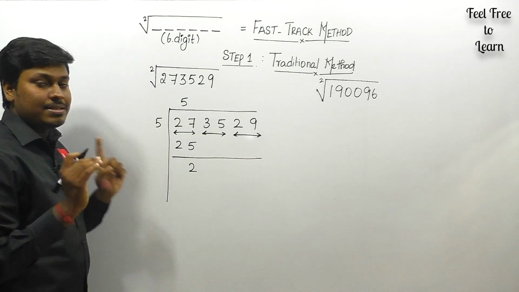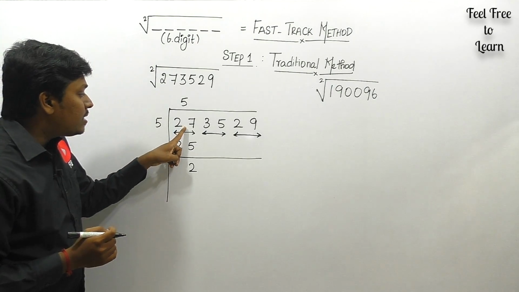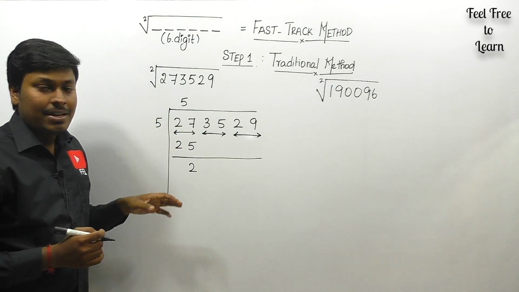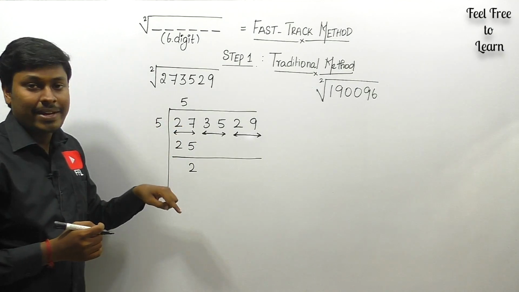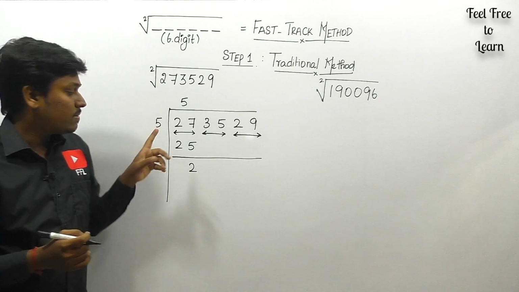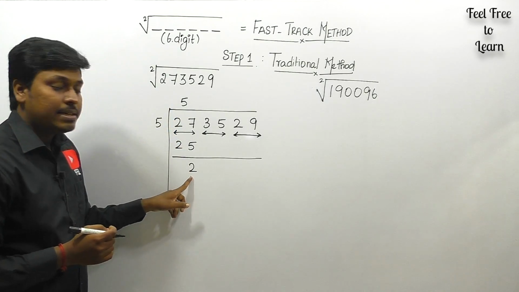So friends, got it. This is step number 1. In step number 1, we need to see the first 2 digits. The first 2 digits are 27. So definitely it won't be 4 or 6, because 6 square will be 36. It crosses 27 now. So the only possible one is 5 square. So 5 into 5 will be 25, and the remainder is 2.